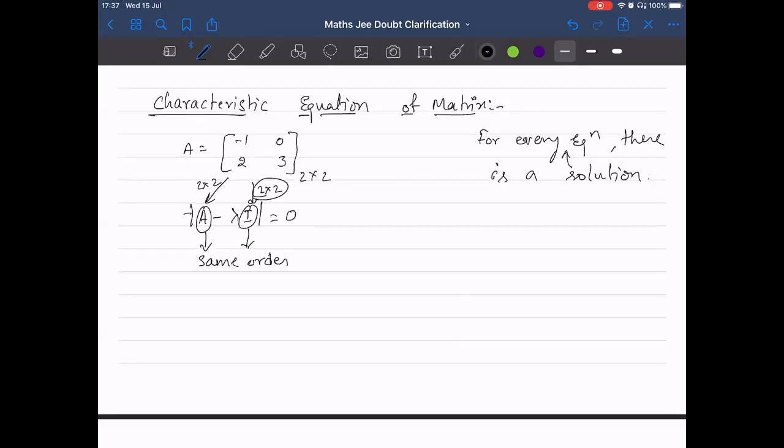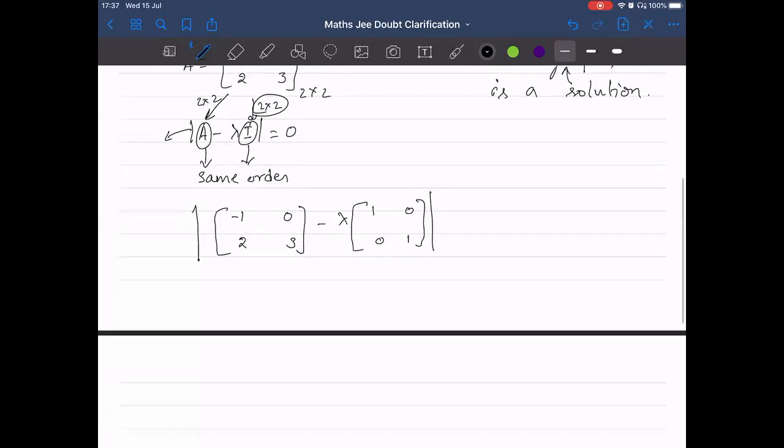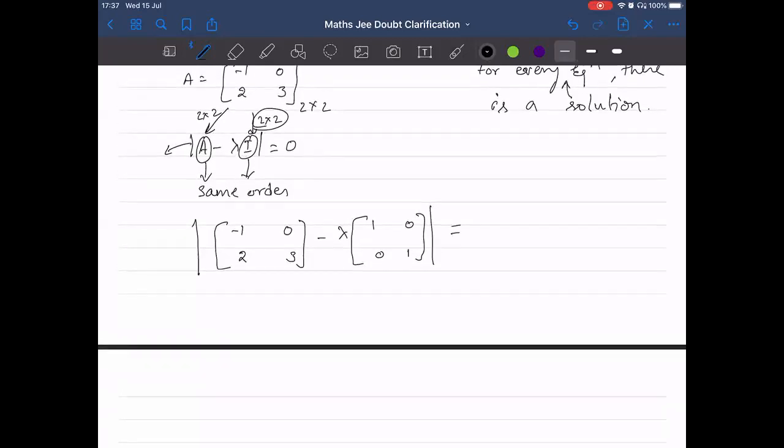This determinant sign has the same meaning as determinant. So now the determinant of matrix A is -1, 0, 2, 3 minus lambda into I, where I is 1, 0, 0, 1, the identity matrix in 2 by 2 form, is equal to 0. Why am I writing equal to 0? Because we are trying to form an equation in the matrix.